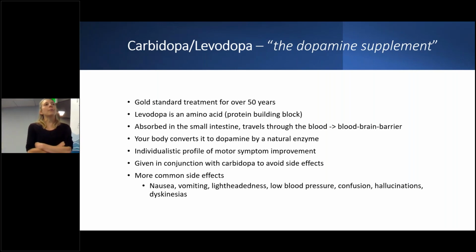Okay? Now, side effects can still occur even when you're taking carbidopa with levodopa. And the side effects that you'll most commonly see are listed there: nausea, vomiting rarely, lightheadedness, low blood pressure, confusion, hallucinations, dyskinesias, the wiggly extra movements, right? Fatigue, even, okay? And there are ways of dealing with these common side effects too.